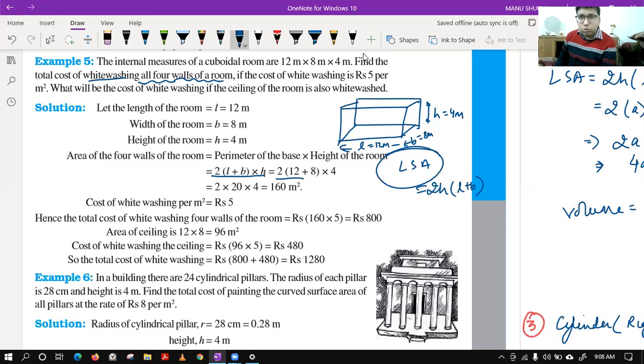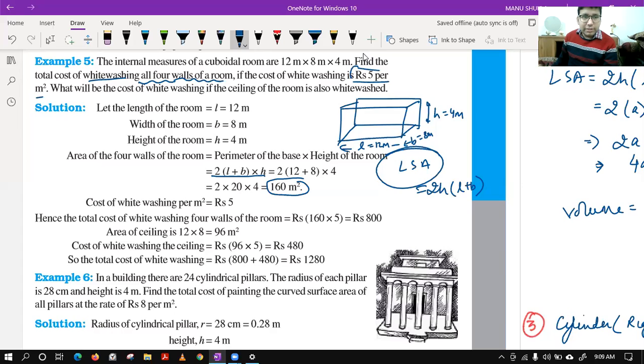After doing this, you will get the answer as 160 meter square, and they are saying rupees 5 per meter square is the cost of whitewashing. The painter is quite advanced and they are not telling the final cost. They are saying we will charge you rupees 5 per meter square. Now you can make us paint anything, we will not mind, but we will charge as per the area.